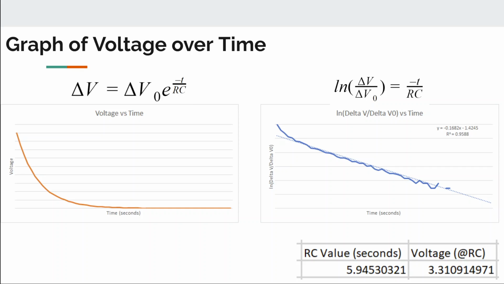To determine the value of RC when the voltage has dropped to 1 over E of its original value, I altered the data to create a linear regression plot whose slope is negative 1 over RC. The RC value was approximately 5.94 seconds, and the voltage at that point was 3.31 volts.